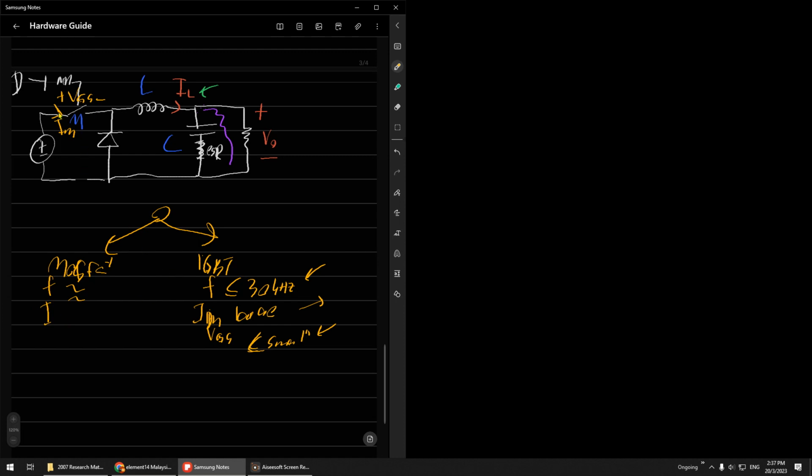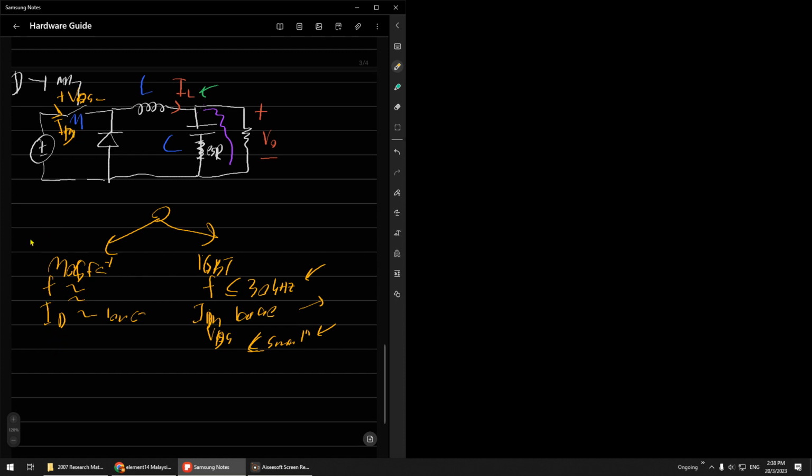Actually, sorry, not VGS, VDS. VDS is small, so this one is called not IM, ID, drain current. So ID usually is much lower. You cannot apply it for very high power, but for FYP and for research usually we don't go too high. Still okay, you can use MOSFET.